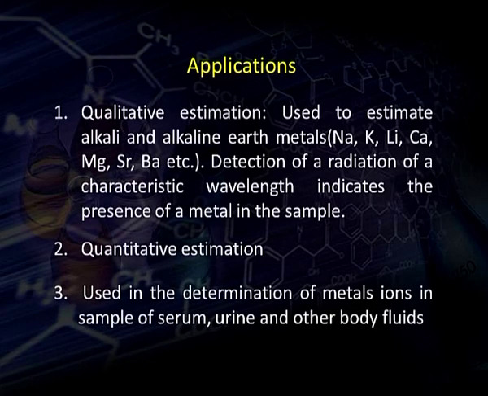The first is qualitative estimation. Flame photometry is used to estimate alkali and alkaline earth metals like sodium, potassium, lithium, calcium, magnesium, strontium, barium, etc. Detection of a radiation of a characteristic wavelength indicates the presence of a metal in the sample. This is also used in quantitative estimation and also used in the determination of metal ions in samples of serum, urine and other body fluids.